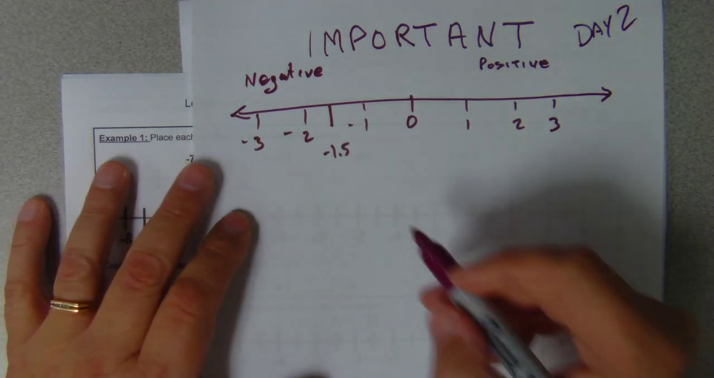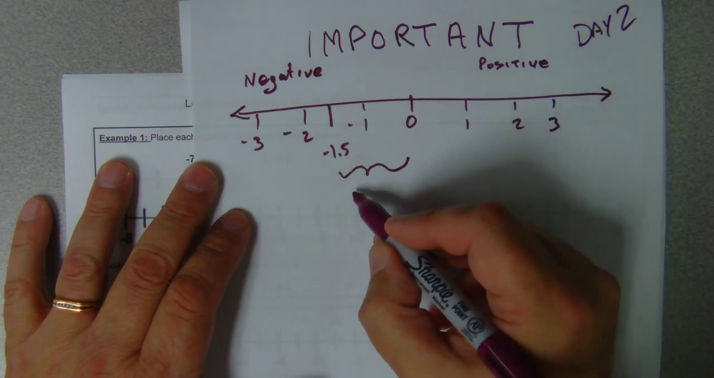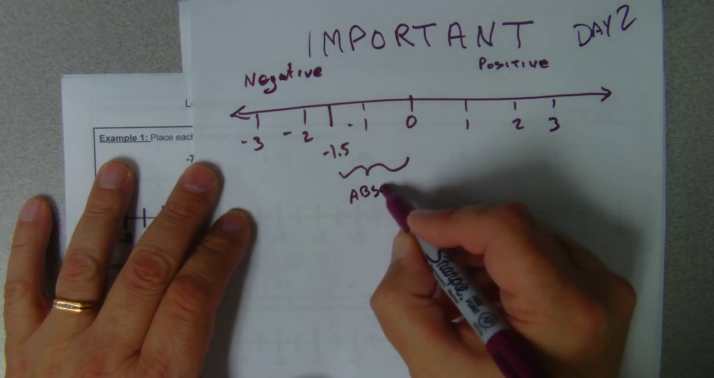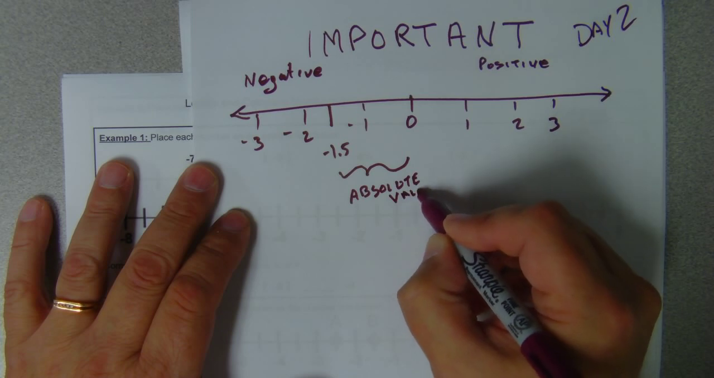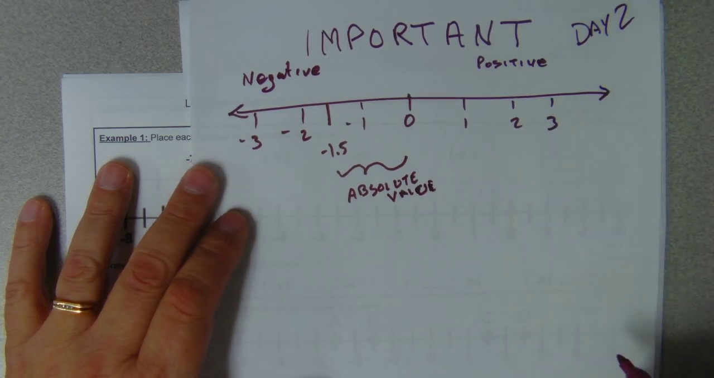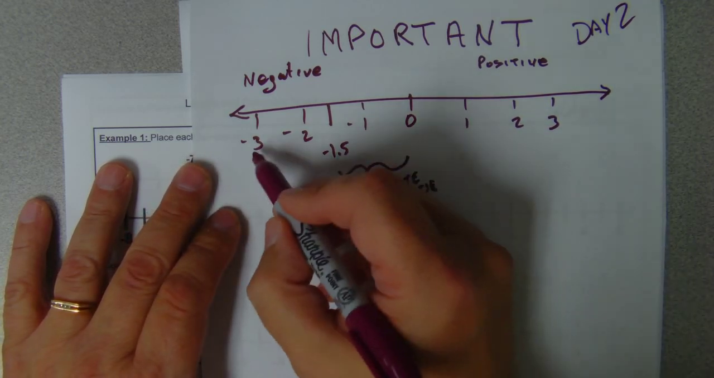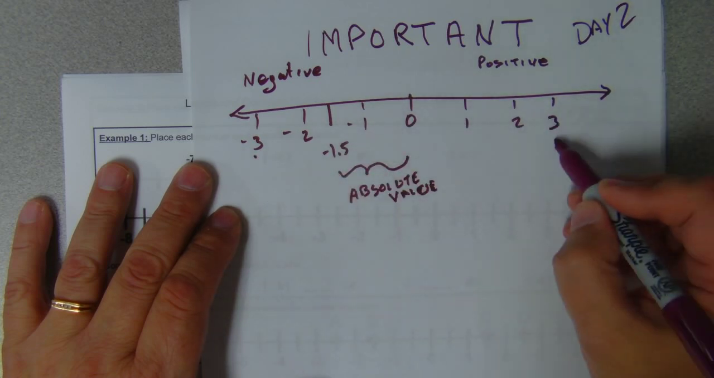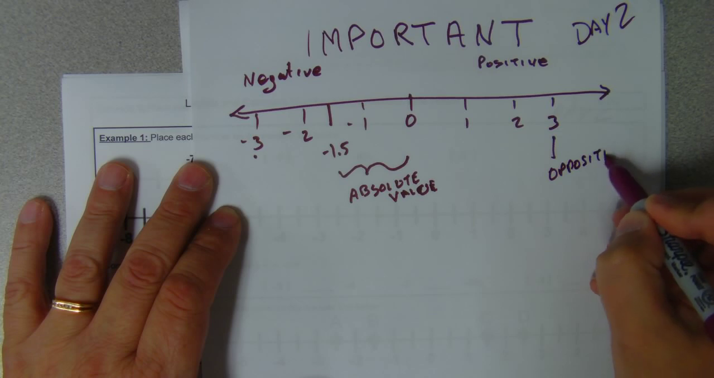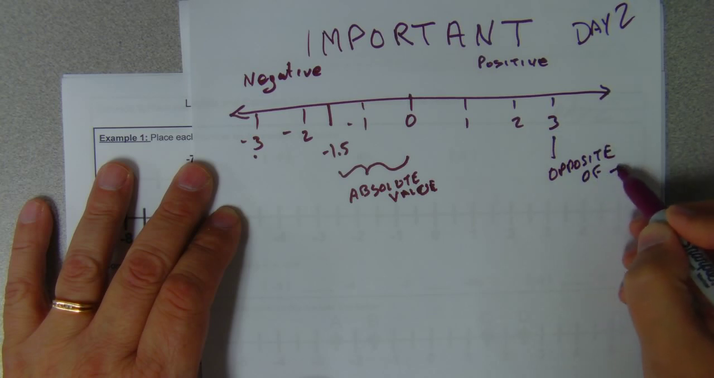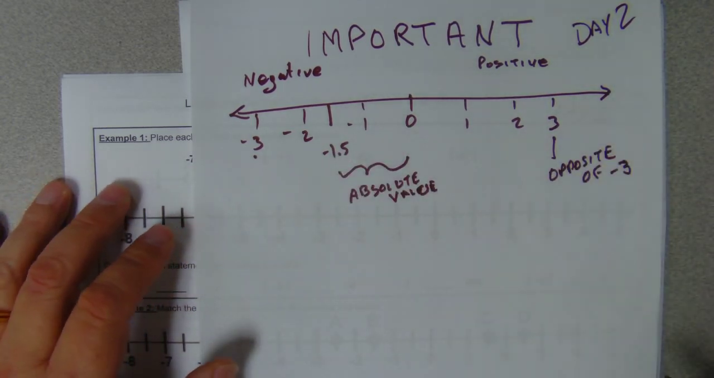And the absolute value is the distance from 0. And the opposite of negative 3 is 3. This would be the opposite. And conversely, the opposite of 3 would be negative 3.